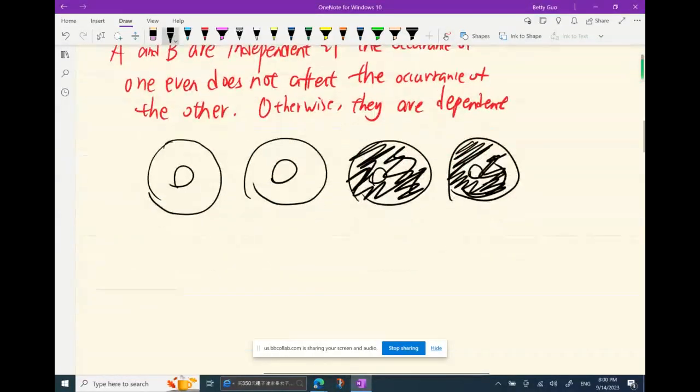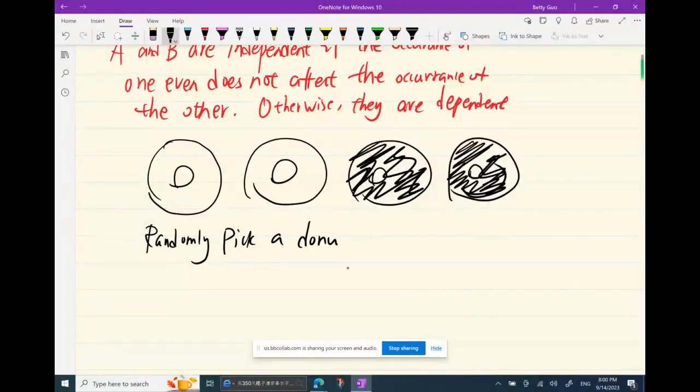So our procedure here is to randomly pick a donut. Let's say the 4 donuts are in a box. You close your eyes when you grab one, and you don't know which one is which. They have the same size, right? So you just pick one from the 4. You don't know which one.